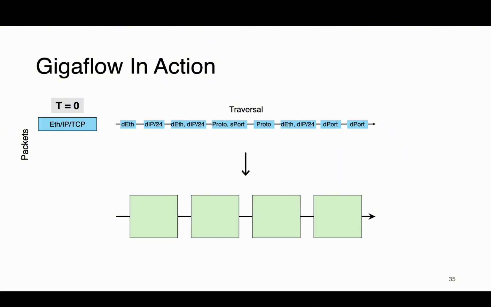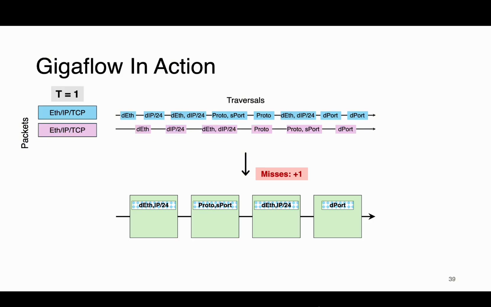At time t equals 0, we have an incoming packet that misses the cache because all the tables are empty at the moment. We retrieve its traversal and partition it into 4 sub-traversals, and we convert them into cache entries and install them. At time t equals 1, another packet arrives with different field values from the previous packet and finds no matching rules in the cache. It also generates a miss, and we get the following vSwitch traversal. This time we partition it as follows and install 3 sub-traversal cache entries.